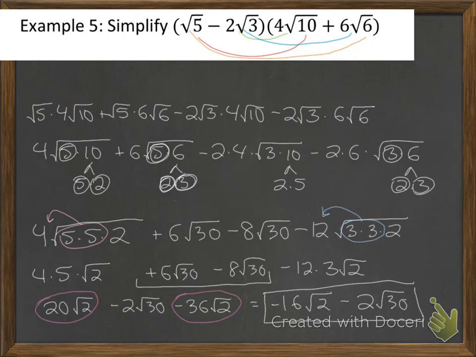You might wonder, is there anything else I could do, or do you want to factor out? I suppose if you wanted to, you could factor out a negative 2, and you'd have negative 2 times the quantity 8 square roots of 2 plus the square root of 30. But to me, that's a little bit extra. That's beyond the scope of what we really need to do. But if anyone did that, I would still give full credit for that.